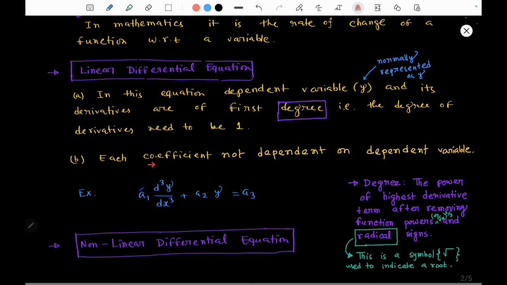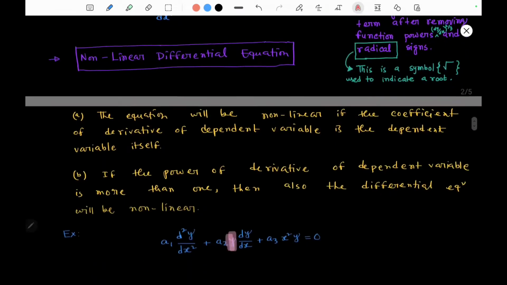it is a linear differential equation, and each coefficient is not dependent on the dependent variable. These coefficients should be of derivative terms only. Here the derivative terms are these, and the coefficient of this derivative term is a1, and it is not dependent on the dependent variable y. So this is a linear differential equation in all aspects.